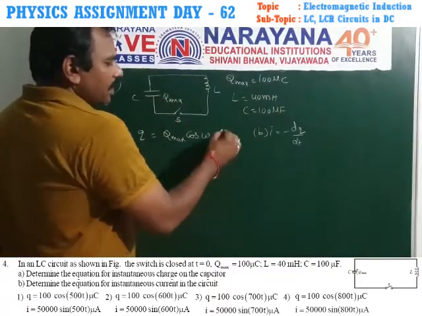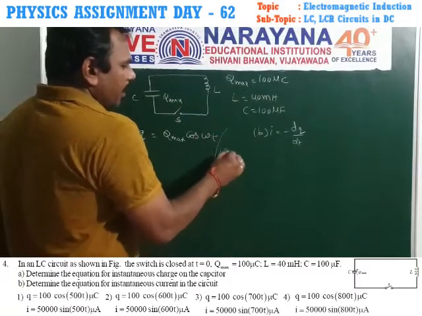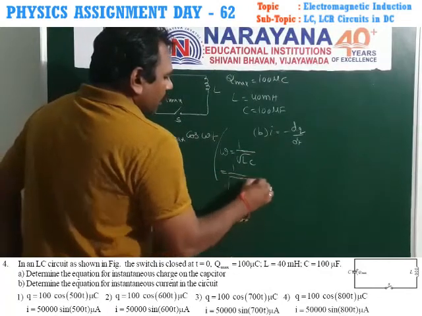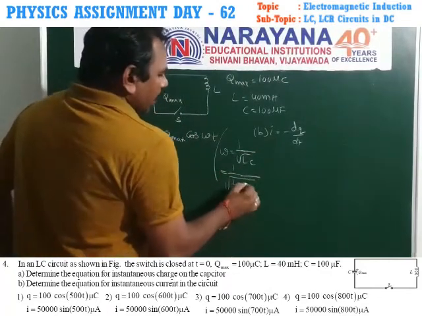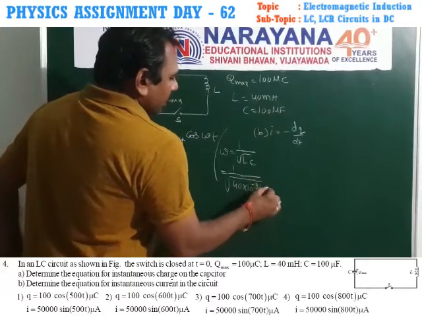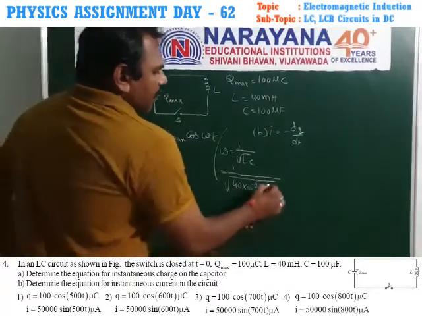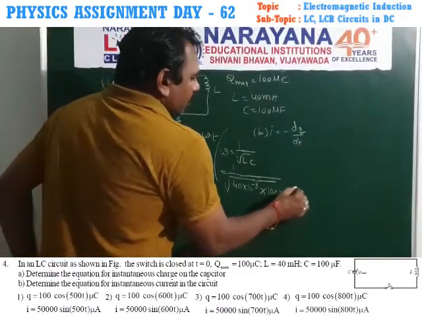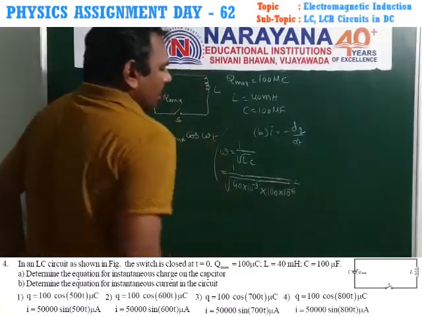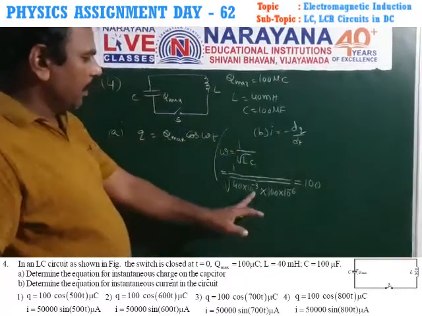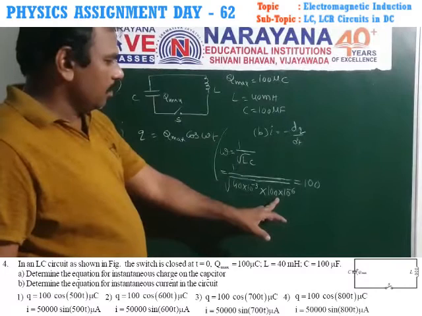Omega is known as the angular frequency. How to find omega? Omega is equal to 1 by root LC. L value is 40 milli, 10 power minus 3, and C value is 100 into 10 power minus 6. On calculating this, we get 100 value.